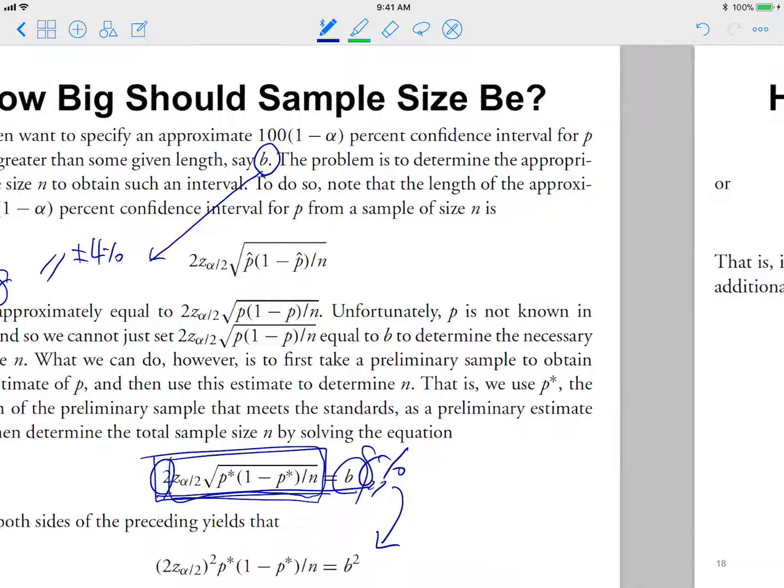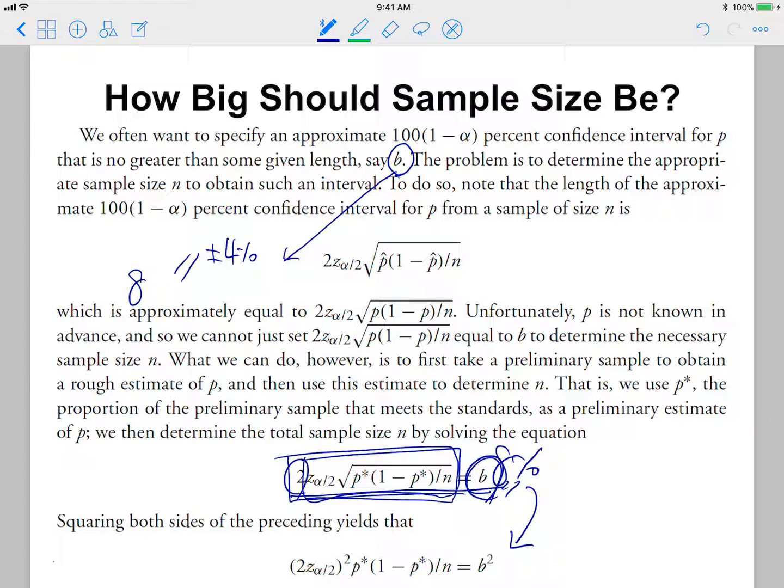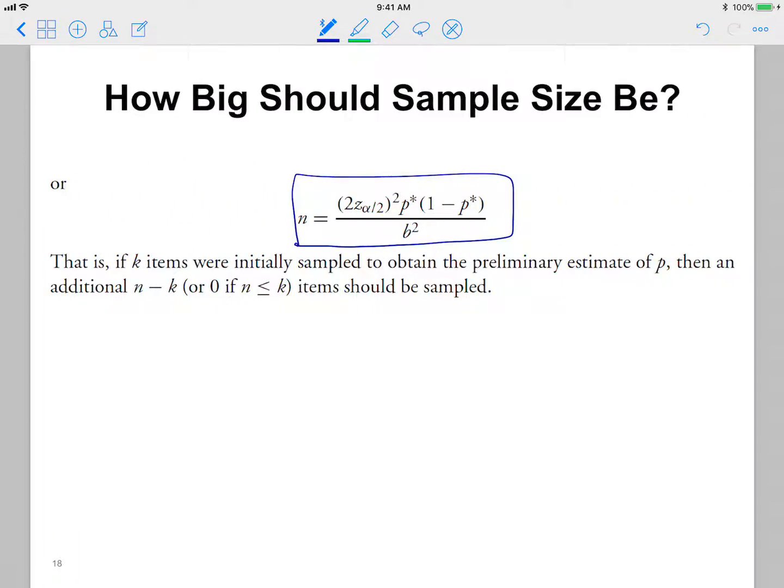So in general, if we want a narrower, smaller interval length, then n should be bigger. That is an obvious part.